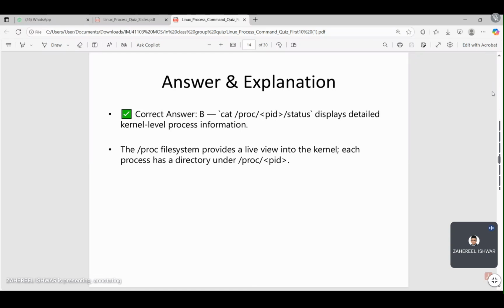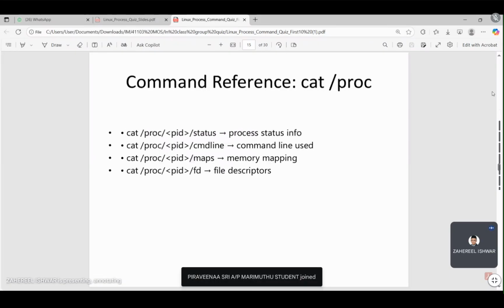The /proc file system is a dynamic file system. It provides a live view into the kernel. Each process has a directory under /proc followed by the process ID. So it tells you dynamic information about your process at the kernel level. Be my guest to explore those. cat /proc/PID, and then you have status, cmdline, maps, fd. Take a snapshot of that, and then after this, play with those.